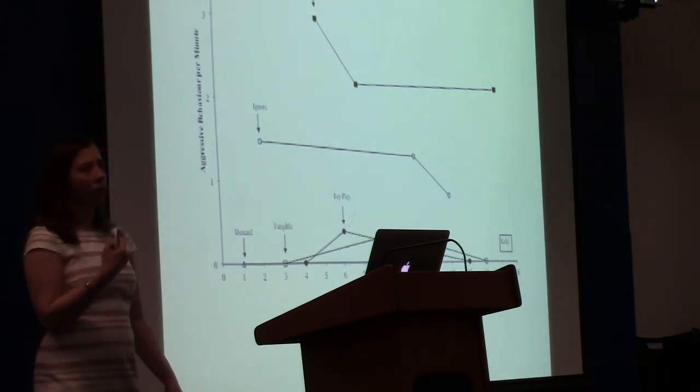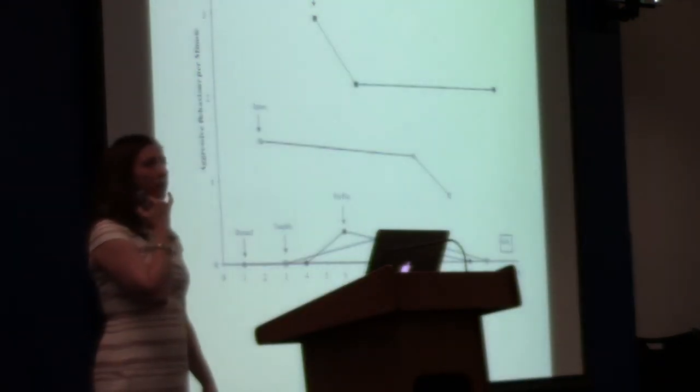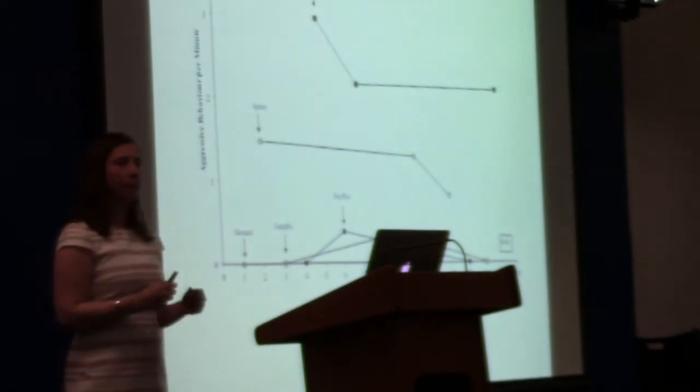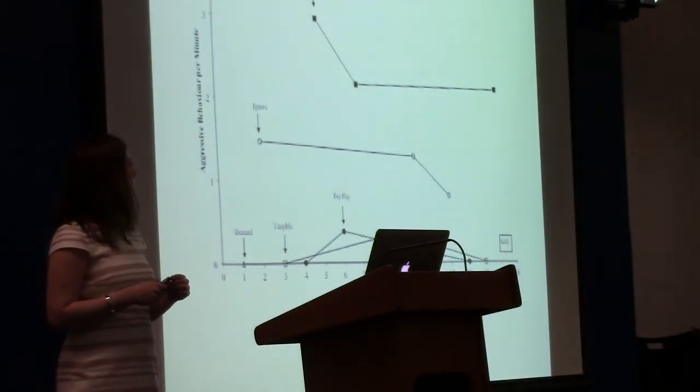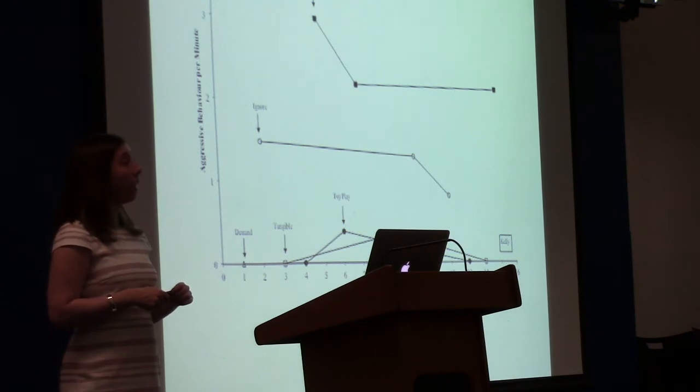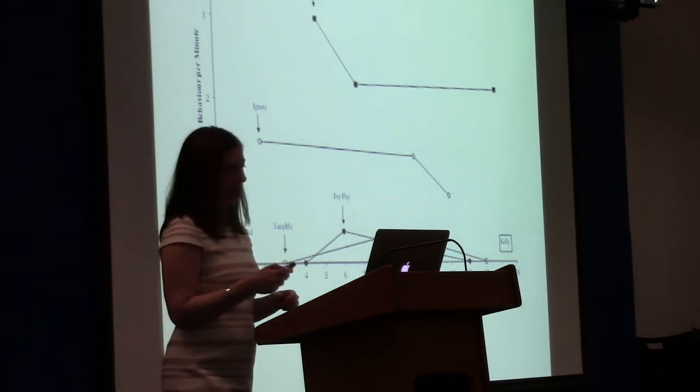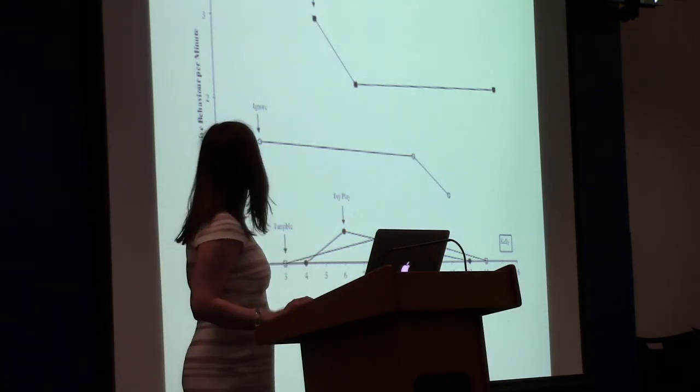Also, why did they do ignore? Why did they not do alone? Because of aggression. It's aggression. You need a person. Yes, yes. You cannot engage in aggressive behavior unless there is a person there.